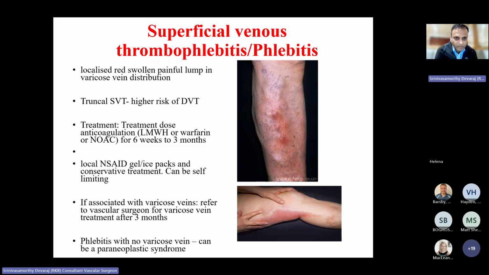There are different options, but the most common option used these days is a newer oral anticoagulant like apixaban or rivaroxaban for duration of 6 weeks to 3 months, depending on how severe the phlebitis is. We generally tend to see patients with acute phlebitis as an elective after 3 to 4 months of their phlebitis to consider varicose vein treatment to reduce the risk of phlebitis in the future. The acute treatment is anticoagulation with local non-steroidal gels and ice packs to reduce inflammation.